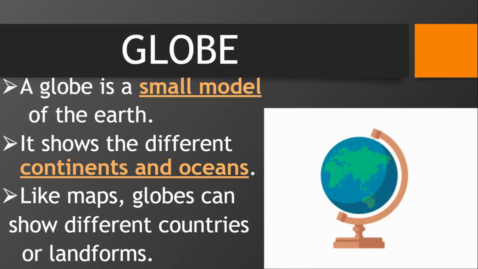A globe is a small model of the earth. It is round like the earth. As you can see in this picture, it is the mini model of the earth. Mini means small. It shows the different continents and oceans like maps. Globes can show different countries or landforms.